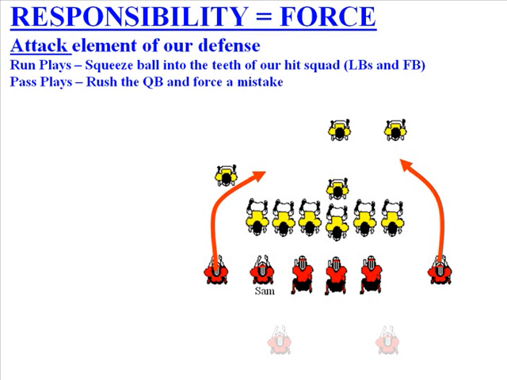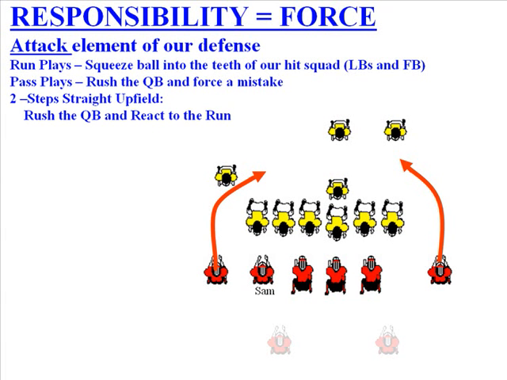On a pass play, you're rushing the quarterback and forcing them to make a mistake. Basically, you take 2 steps straight upfield, completely unblocked. You rush the quarterback, and then if it's a running play, you react to the run. If it's a pass play, we want you all over that quarterback fast because we're playing man-to-man coverage on the pass plays, and we don't want to give that quarterback a whole lot of time. We don't want to let those outside passes, those long bombs and those out passes develop. We cannot give that guy that much time.